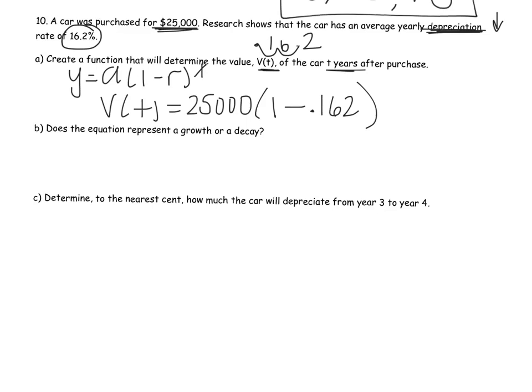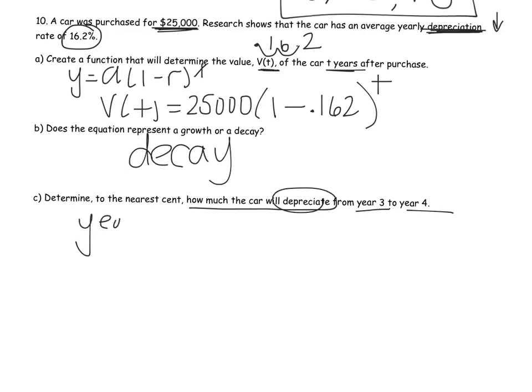Okay, and now this variable has to match with the exponent. So we're going to put a t up here. Okay, that is your equation. This is decay because it's depreciating, it's going down. Determine to the nearest cent how much the car will depreciate from year 3 to year 4. So let's find how much. So we want to find out how much it's going to be worth at year 3. What we're going to do is plug in 3. So we're going to say t equals 3.